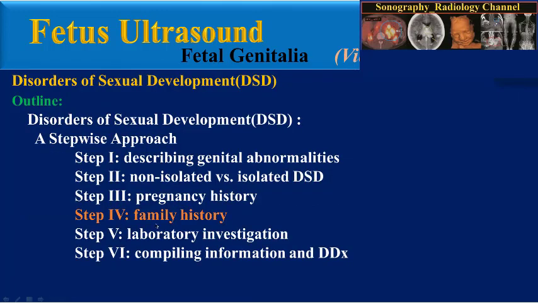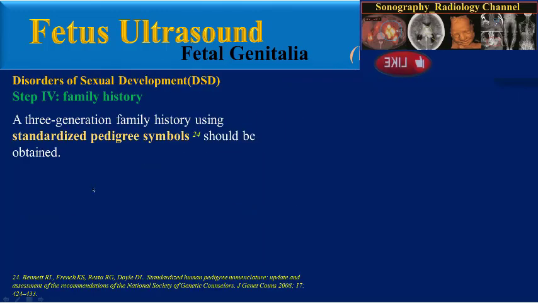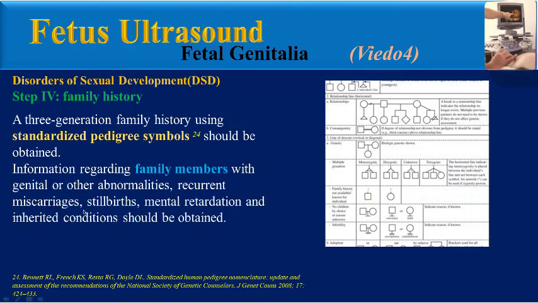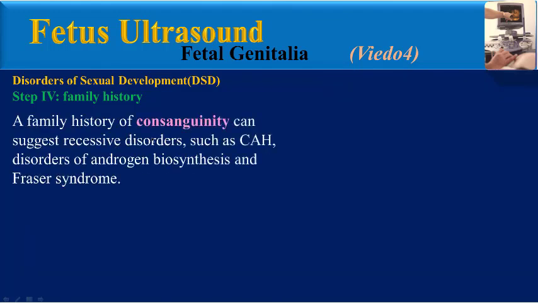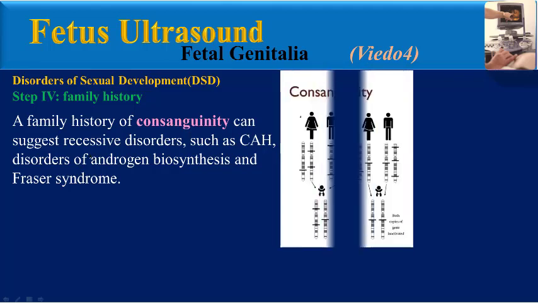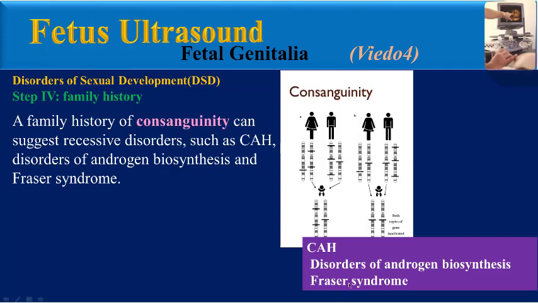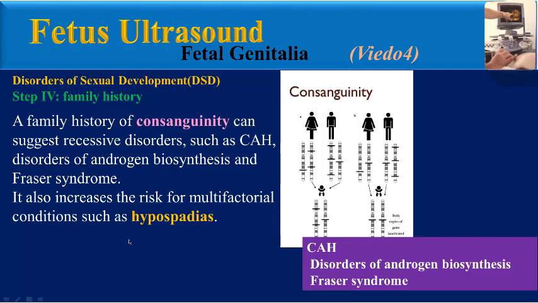In step 4, we need a complete family history. A 3-generation family history using standardized pedigree symbols should be obtained. Information regarding family members with genital or other abnormalities, recurrent miscarriage, stillbirths, mental retardation, and inherited conditions should be obtained. A family history of consanguinity can suggest recessive disorders such as congenital adrenal hyperplasia, disorders of androgen biosynthesis, and Fraser syndrome. It also increases the risk for multifactorial conditions such as hypospadias.